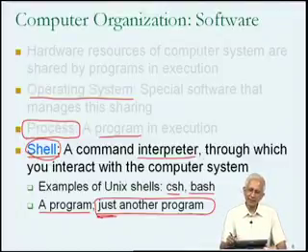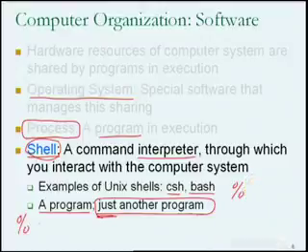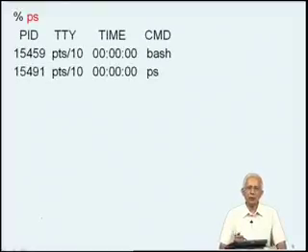Now, on the previous slide, I had mentioned that in response to the shell prompt, if I type the command ps, then I could get information about the different processes in execution on a computer system. So let's just try that. Let's suppose that I'm logged into a Unix system and I type ps, and then I hit return. I'll get an output from the system that might look something like this.